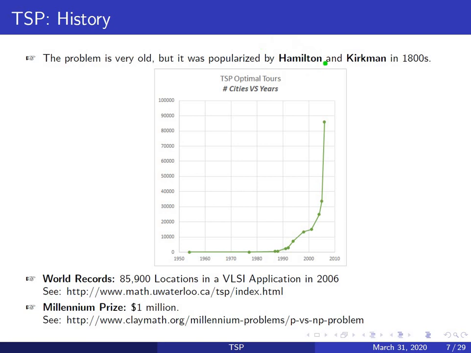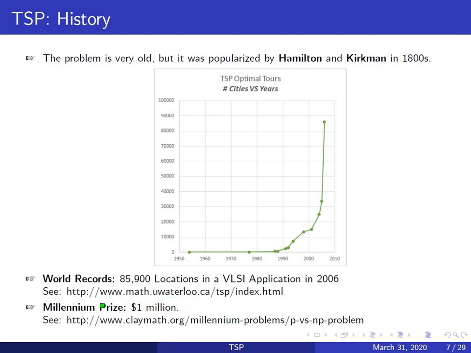This TSP problem is a very old problem, but it was popularized during the 1800s. This figure here shows how the TSP problem has been solved over the years. On the x-axis you have the years, and on the y-axis you have the number of cities or nodes that you had in the TSP problem. Currently, the maximum number of nodes that were solved for a TSP problem is 85,900 cities or locations. It was a VLSI application. It was solved over a period of 1 year, during 2005 and 6. More details can be obtained from this link.